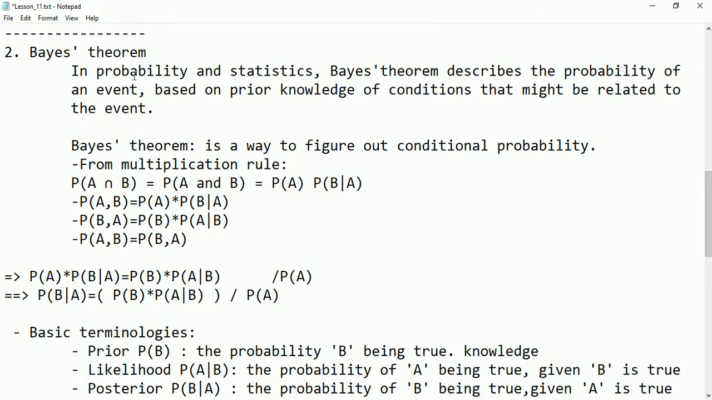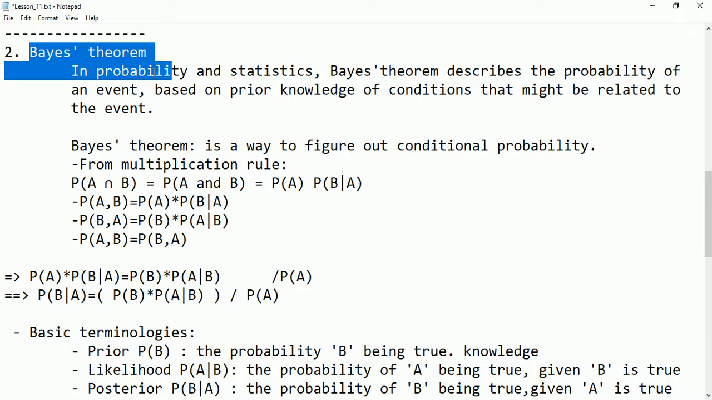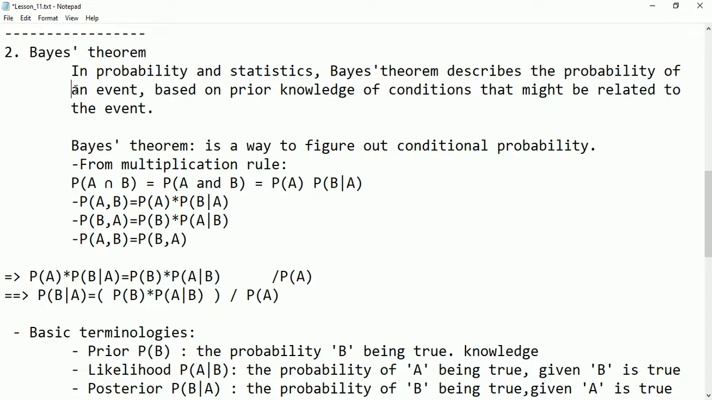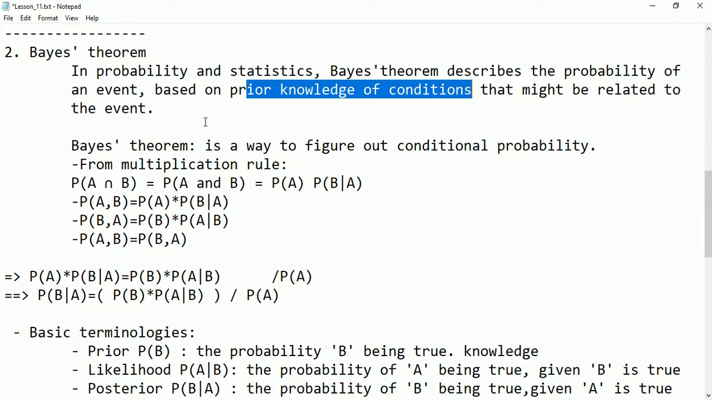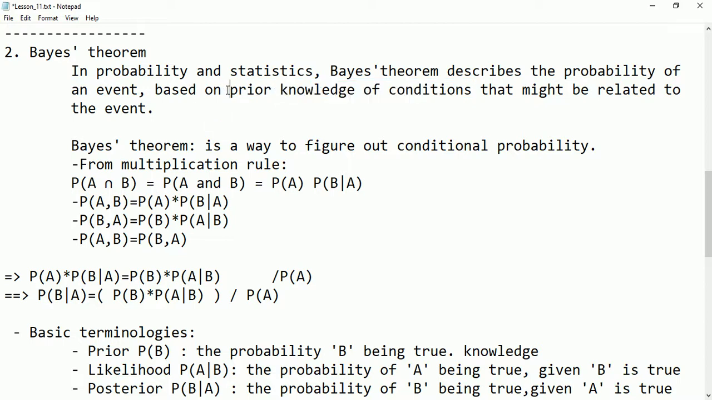And now let's see Bayes theorem. In probability and statistics, Bayes theorem describes the probability of an event, but here it is based on prior knowledge of conditions. It means Bayes theorem is based on conditional probability and prior knowledge. Based on past knowledge, we predict the future that might be related to the event. So Bayes theorem is a way to figure out conditional probability.